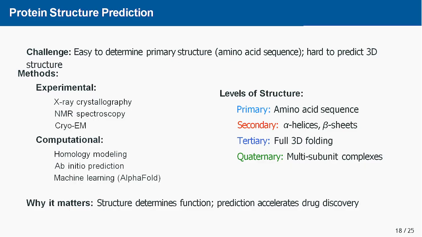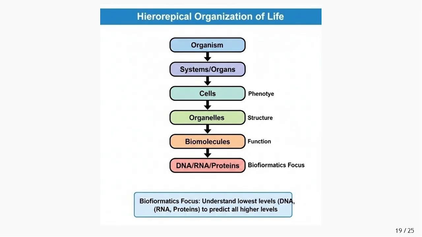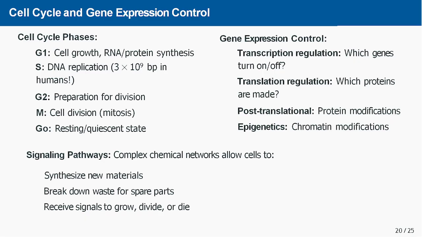So all are related. In our life we have the organism, the system, organs, then the cell is your phenotype, the organelle is a structure, the biomolecule is a function, and bioinformatics focuses on DNA, RNA and protein synthesis. Bioinformatics focuses on understanding the lowest level to predict all higher levels. It means we are trying to operate at the molecular level of DNA, RNA and protein, and it will predict the higher levels and can cure different diseases in the upper stages.